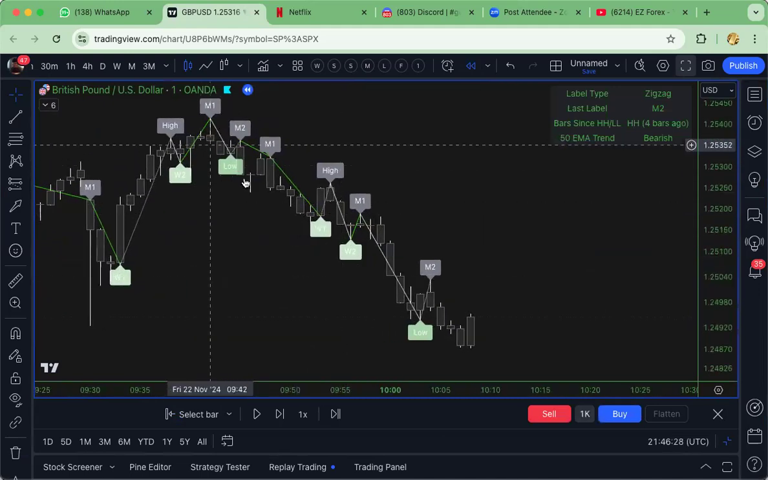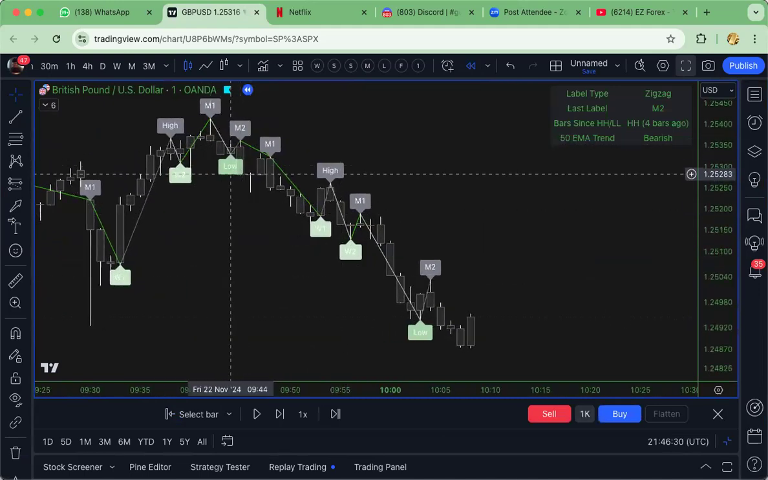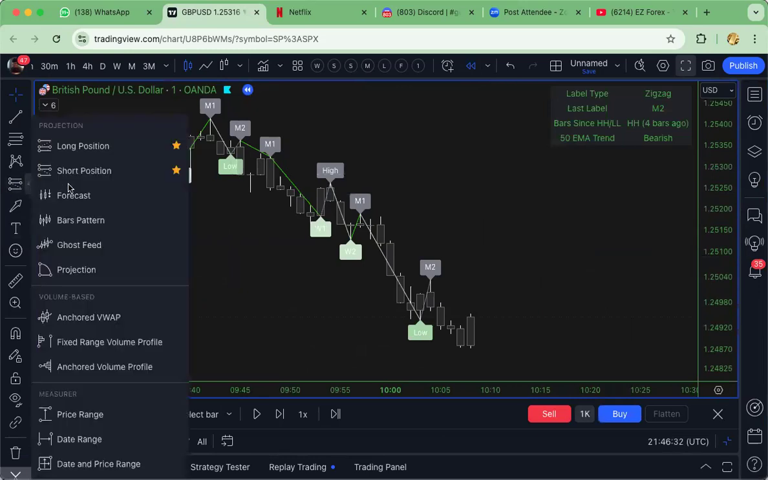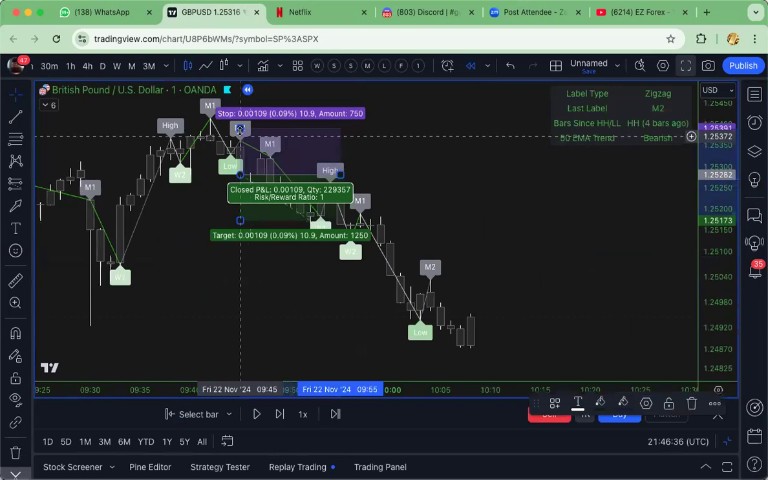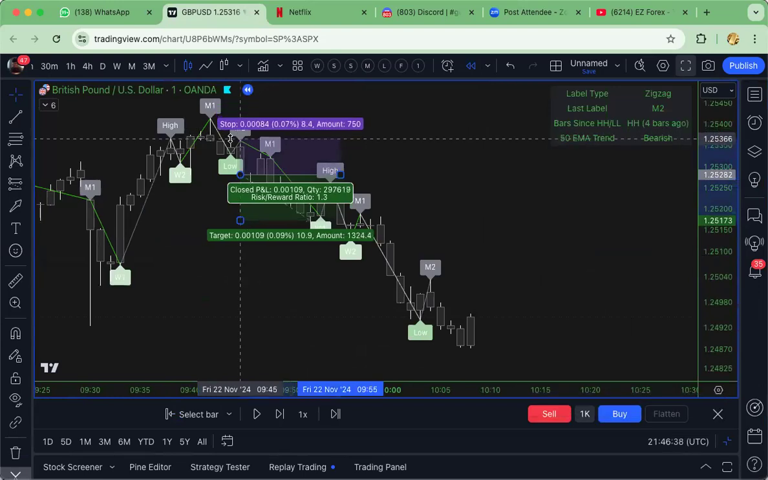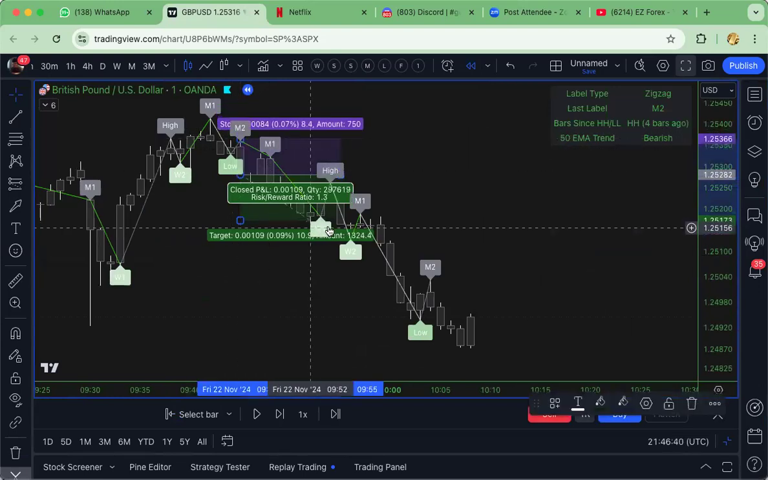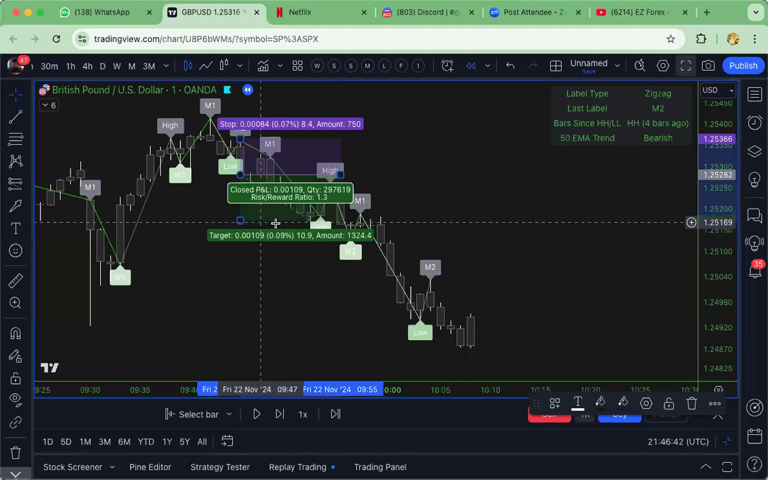It was an M1 and the M2 was here. So if you had an M2 here, let's just do this quickly. And you had a time frame sync. Where is it here? Boom. You had a 10 pip stop loss. Yeah, and then boom.